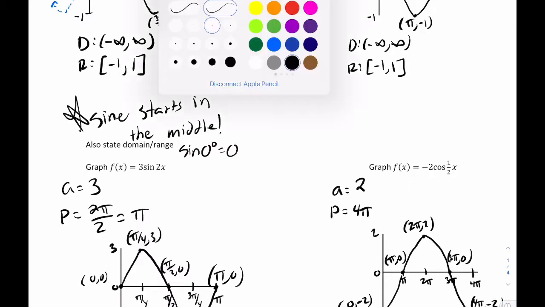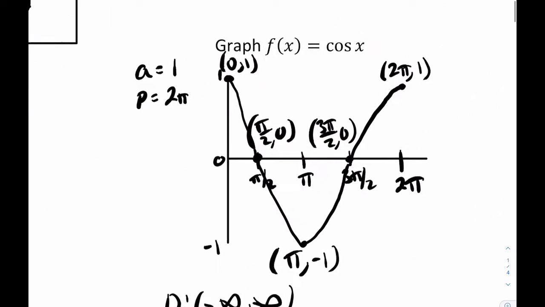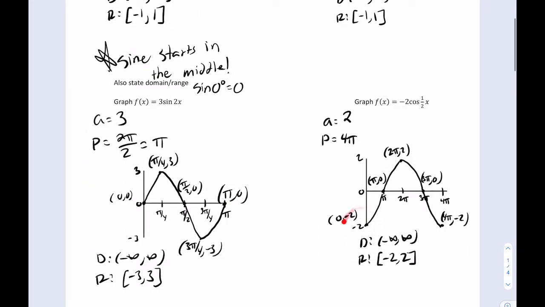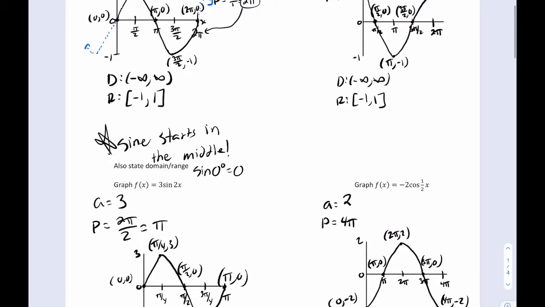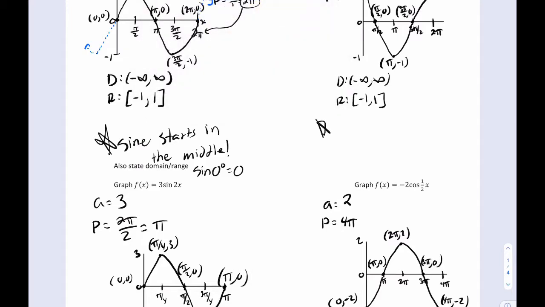Now cosine's a little bit different. Notice how on our first example, cosine started at the top, but on our other example, cosine started at the bottom. So for this one, we're going to put a big star here. We're going to write cosine starts at the max or min, and that depends if it's positive or negative.